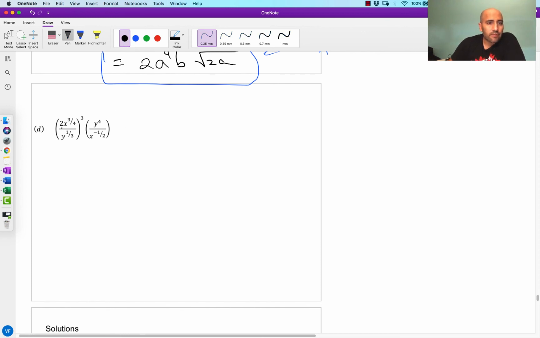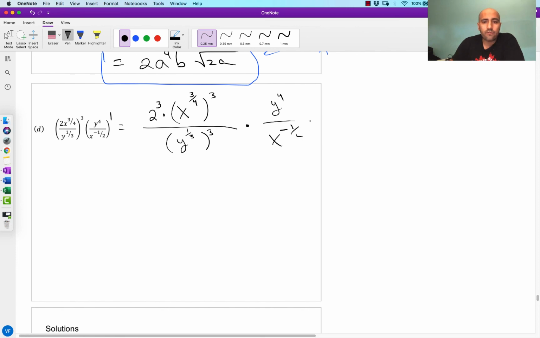So this 3 applies to each one of these terms, and then by default, if there's nothing there, there's a little 1 there, right? So this is going to be equal to 2 to the third power times x to the 3 over 4, and that whole thing is being raised to the third power, all over y to the 1/3, and all of that is being raised to the third power, times y to the 4th power over x to the -1/2 power.